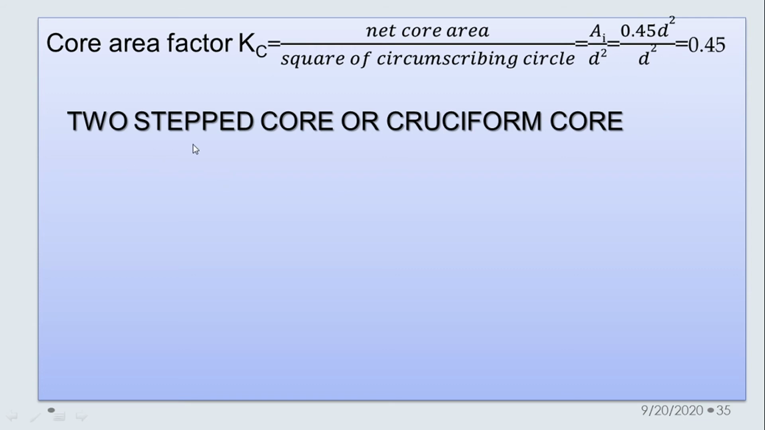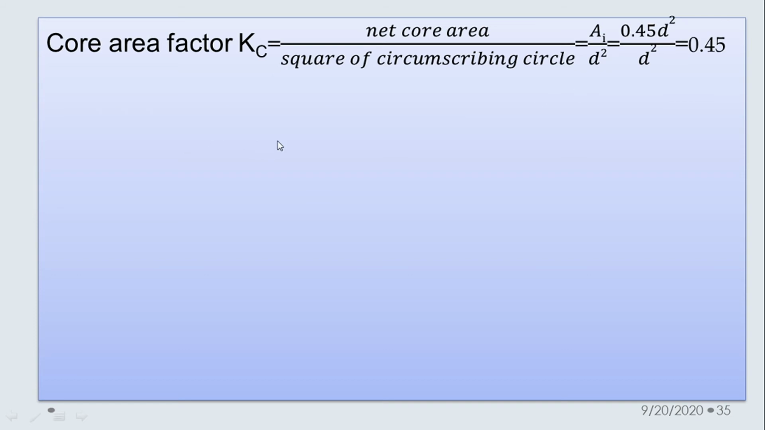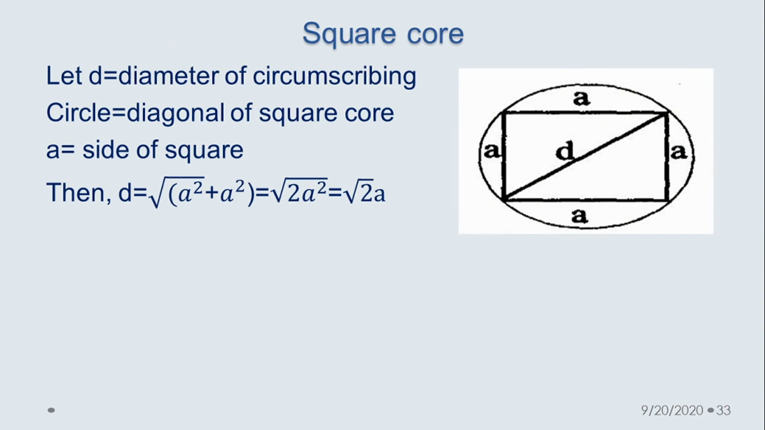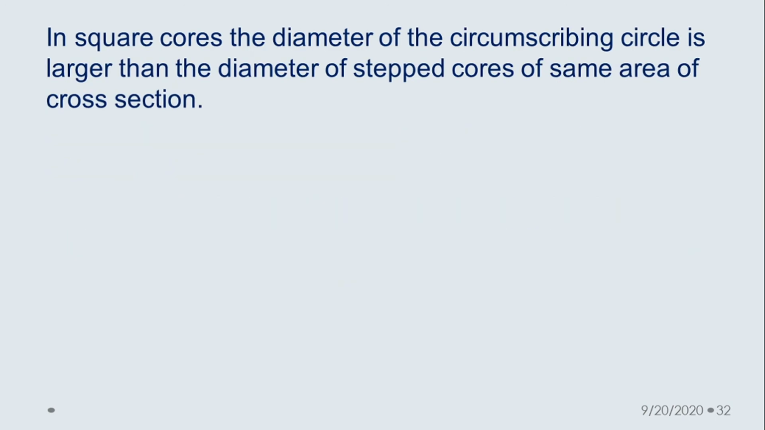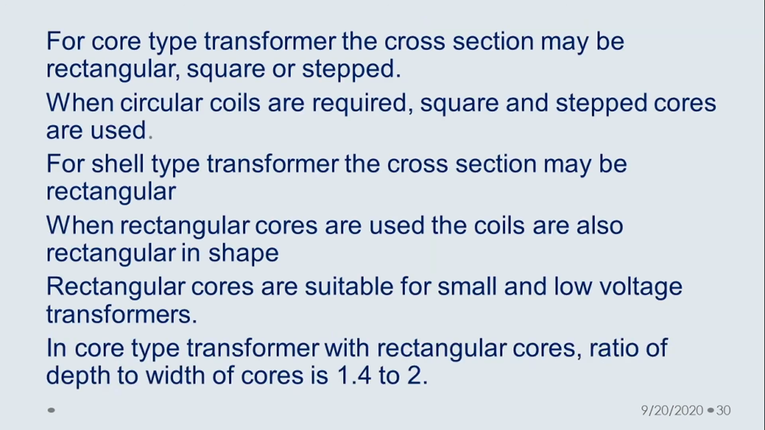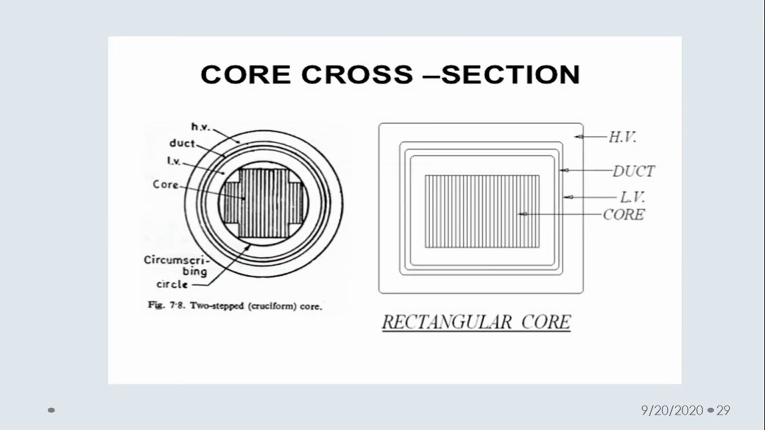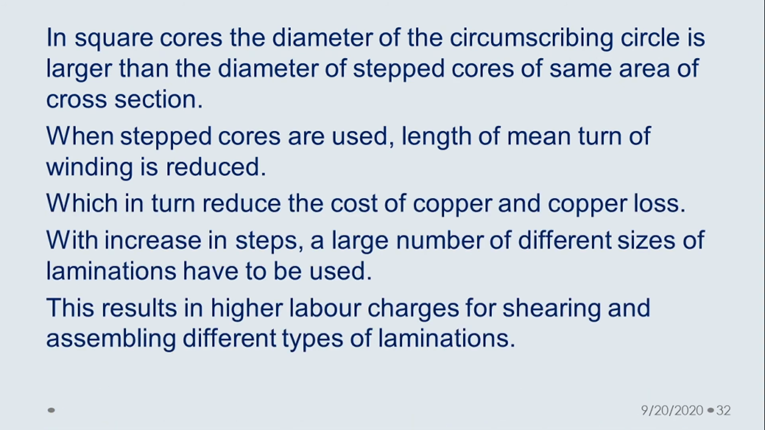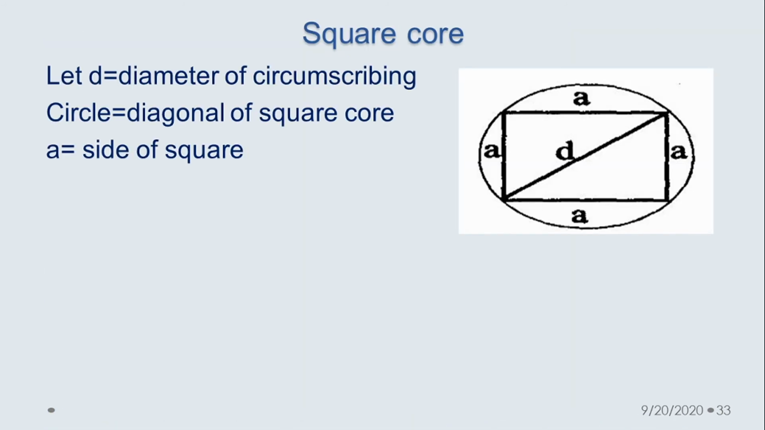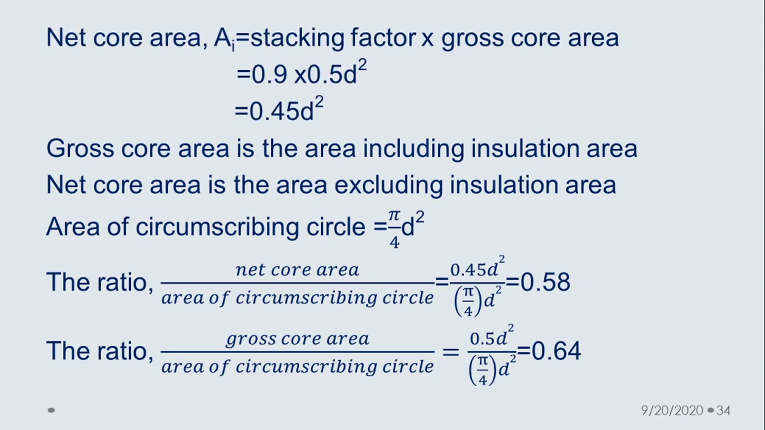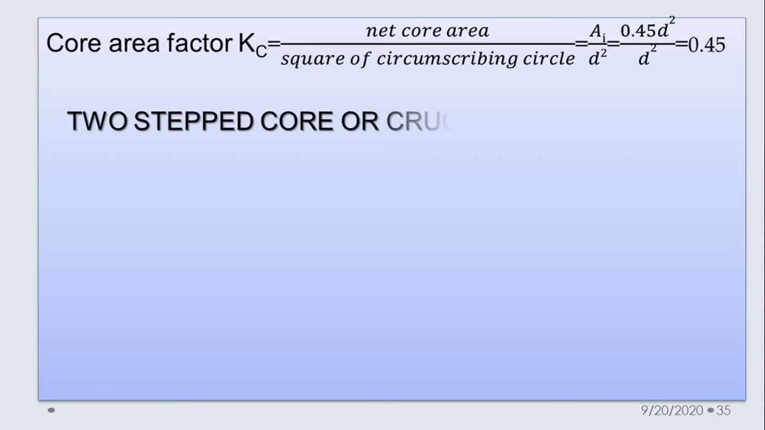Next we go for the two-stepped core, or cruciform core. What is the figure of a two-stepped core? You can see here. So this is the two-stepped core. Hope you remember. Yes, this is the two-stepped core, or it is called a cruciform core, correct? There are two steps. So now we have to see the area utilization for a two-stepped core or cruciform core.